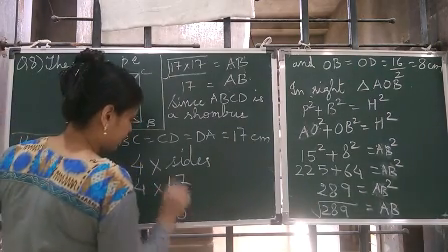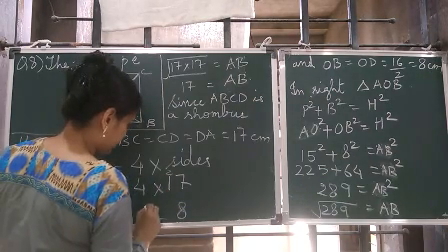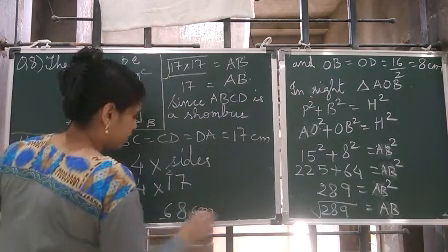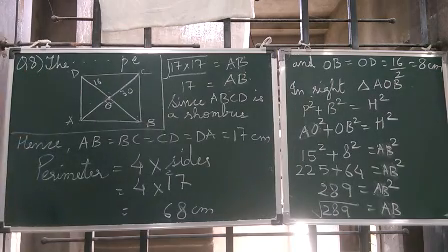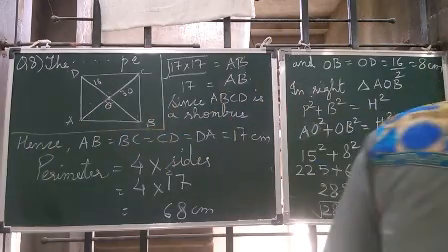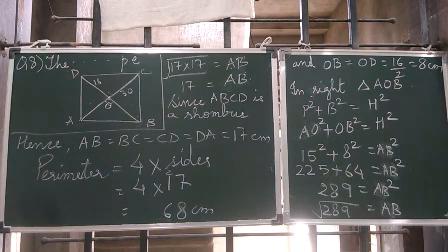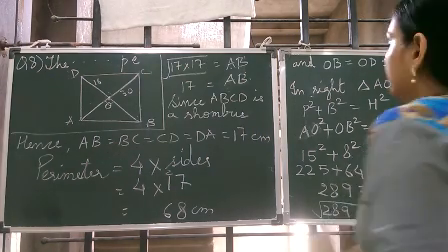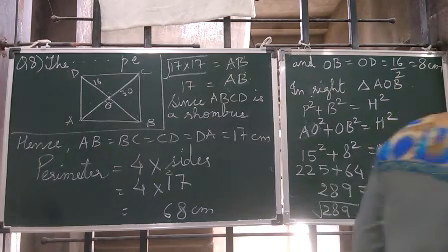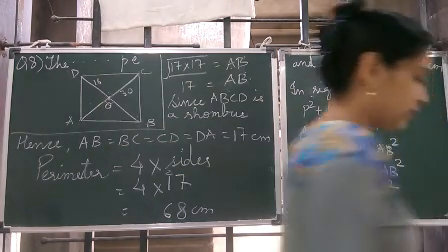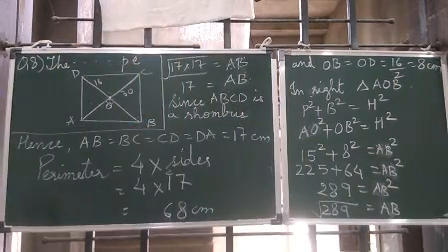Now 4 sevens are 28, 4 ones are 4, 5, 6. 68 centimeter. So this completes the last question. This is the last question of the exercise. 68 centimeters is the answer. So this completes the chapter also. Now in the next class, children, we will start a new chapter. Complete your work.